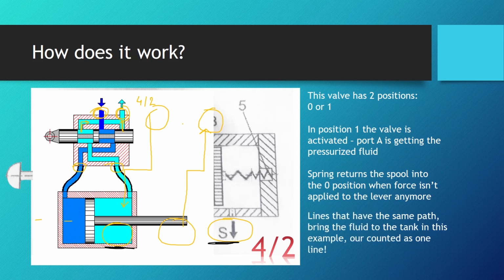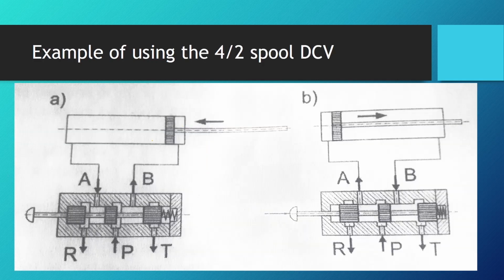Remember, lines that have the same path bringing the fluid to the tank in this example are counted as one line. This again brings us back to the example with the cylinder direction. In the first position, we have the pressurized fluid going from the pressurized line to B, filling the back of the piston, pushing it to the left side. We have the return line to A, so we have the fluid going back to the tank.